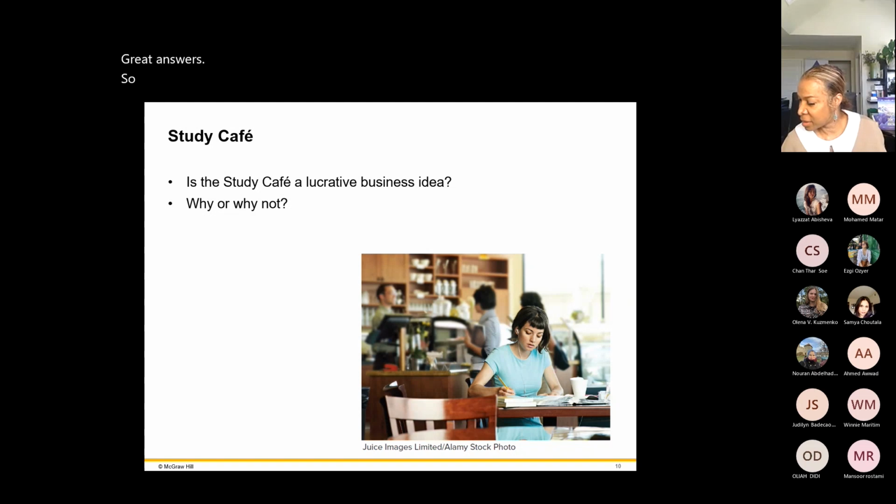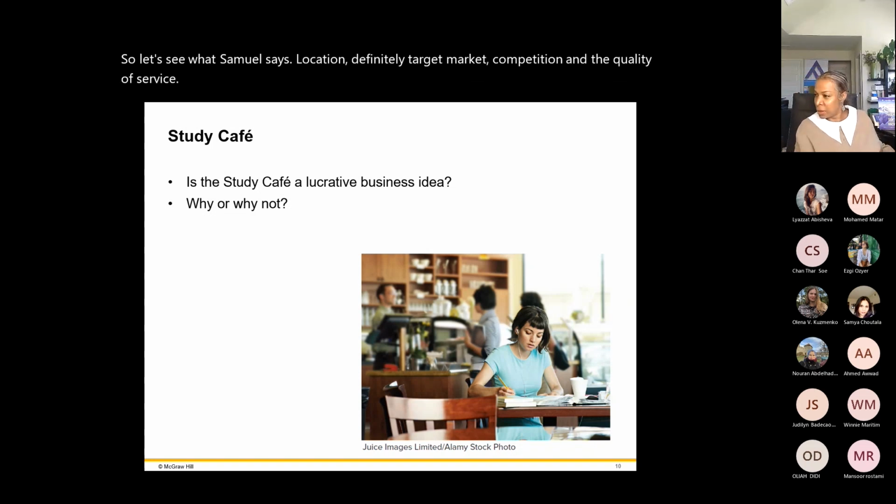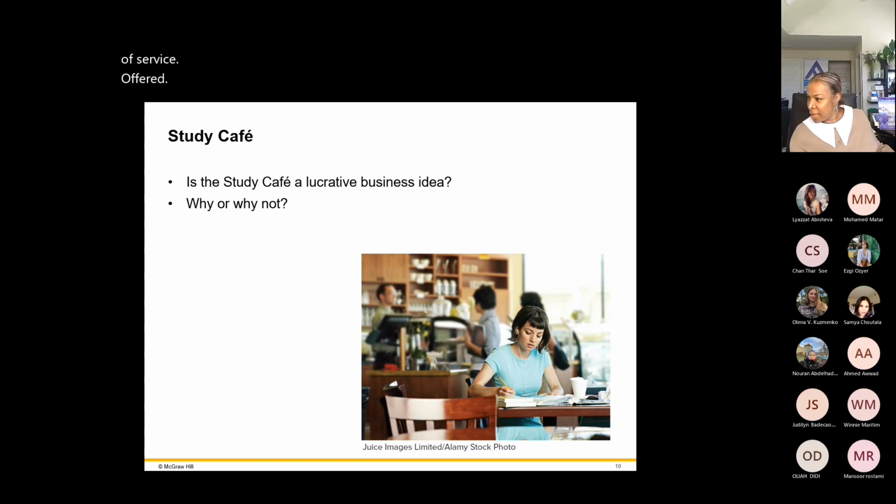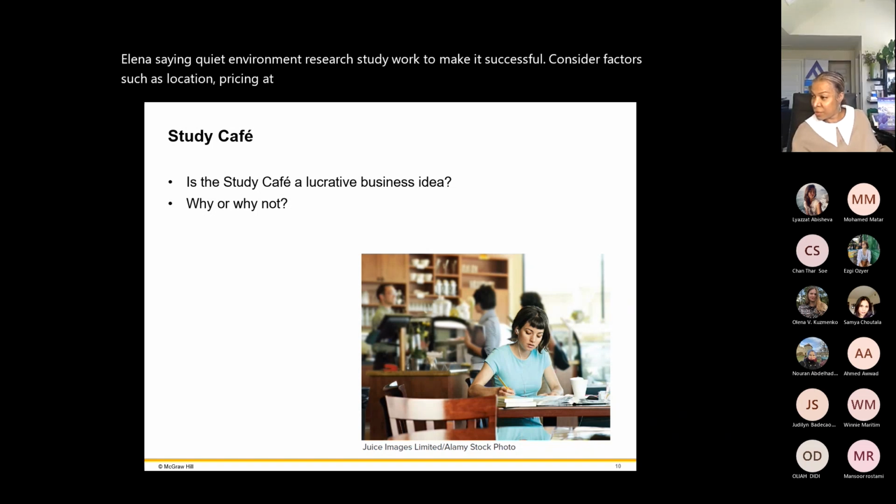So let's see what Samia says. Location, definitely. Target market, competition, and the quality of service offered. Elena is saying a quiet environment for students studying or working. To make it successful, consider factors such as location, pricing, atmosphere, and services offered. Does that talk about renting the seat? So an alternative to that is to have it at work with only beverages and snacks.